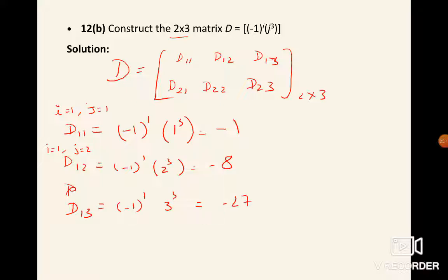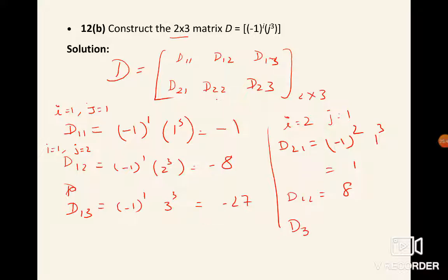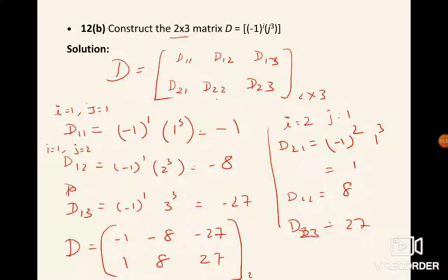And you will get all these numbers when I is 2. For the second row, all the elements involve I equal to 2. Therefore, it will be positive, negative 1 to the power 2. D21 is negative 1 to the power 2 with J equal to 1 cube. You get positive 1, and D22 will be 8, D23 will be 27. Therefore, the required matrix will be negative 1, negative 8, negative 27, and 1, 8, 27 is the second row. That is it. The size is 2 by 3. That's the answer to this problem.